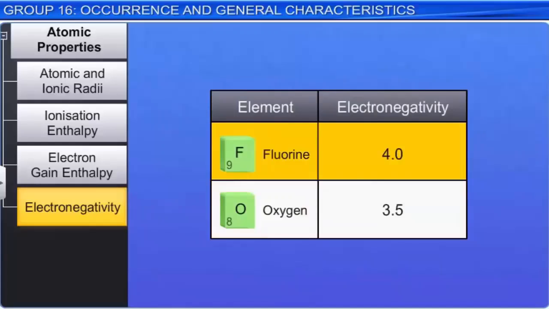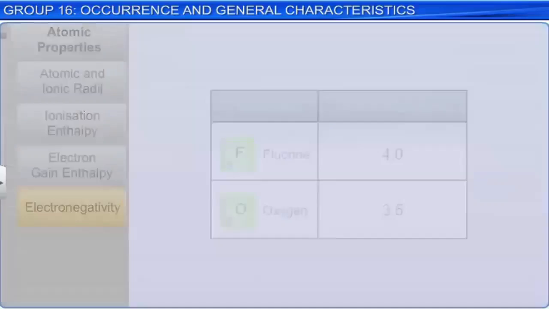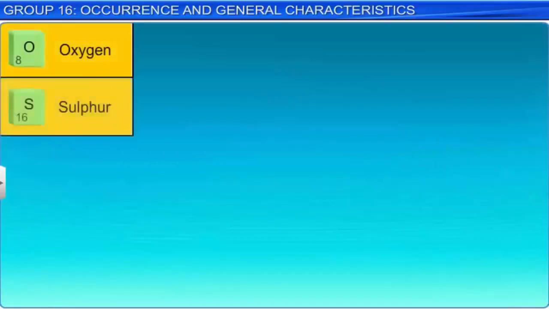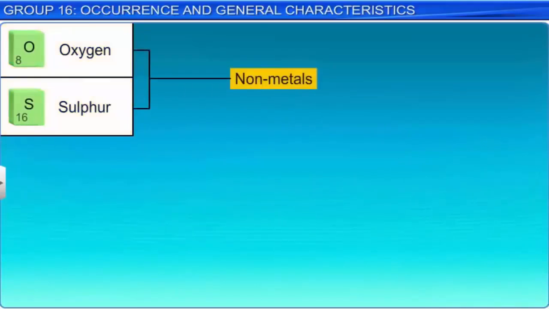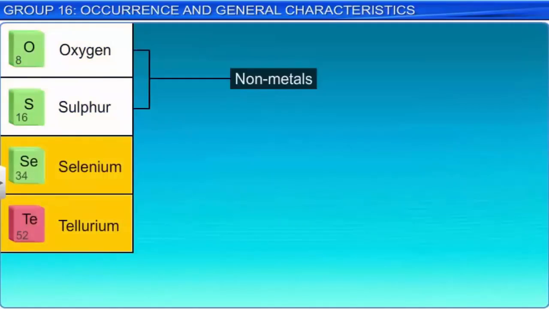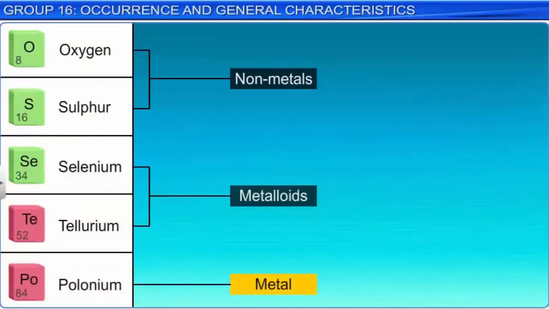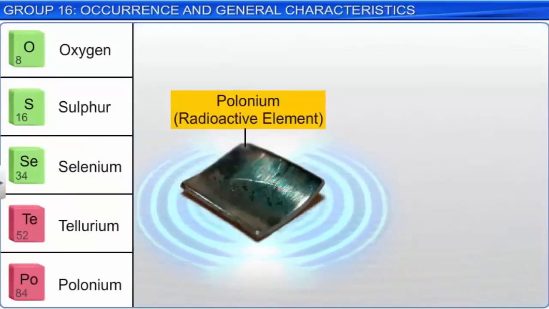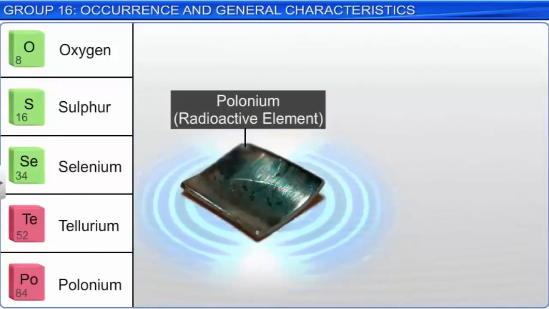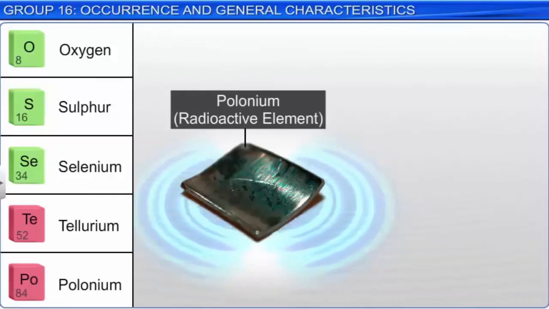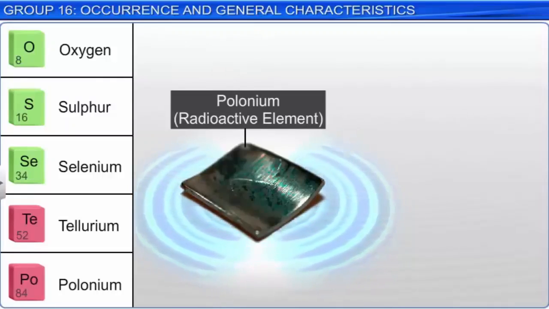Let's now learn about the physical properties of the group 16 elements. Oxygen and sulfur are nonmetals. Selenium and tellurium are metalloids, while polonium is a metal under normal conditions. As polonium is a radioactive element, its radioactive property is considered more important than its normal properties. Moreover, its availability is very less as it is a decay product of uranium and thorium.